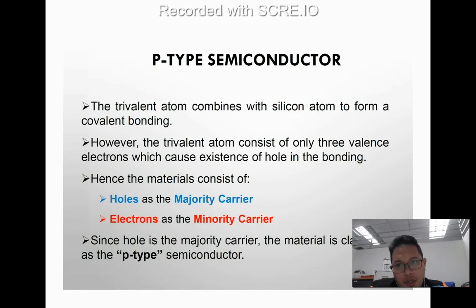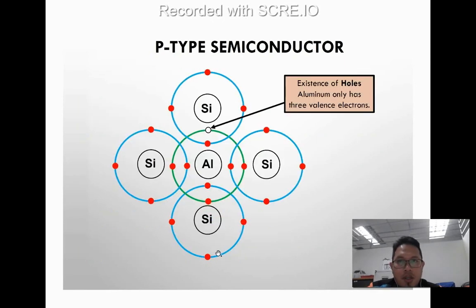So for a P-type semiconductor, the trivalent atom combines with silicon to form covalent bonding. Hence this material consists of holes as the majority carrier and electrons as the minority carrier. Since the holes are the majority, the material is classified as a P-type semiconductor. Because it has 3 valence electrons, there are holes, and holes will attract free electrons.